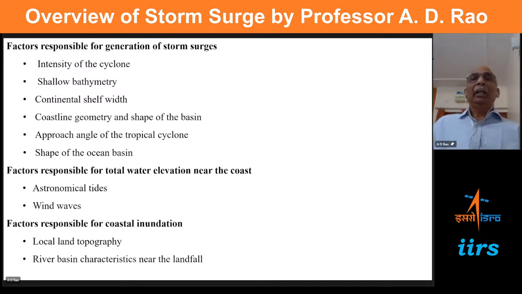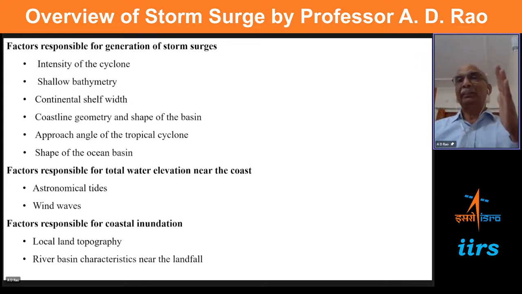Another important thing is the approach angle of the tropical cyclone. Most of the cyclones are crossing from south to north, in that direction. But still, there are some cyclones which will take a U-turn and then move from north to south also. There are some cases. But what I am saying is that the angle of the cyclone with reference to the coastline is very important. That angle also makes a lot of difference because your onshore winds, offshore winds angle also changes because of that.